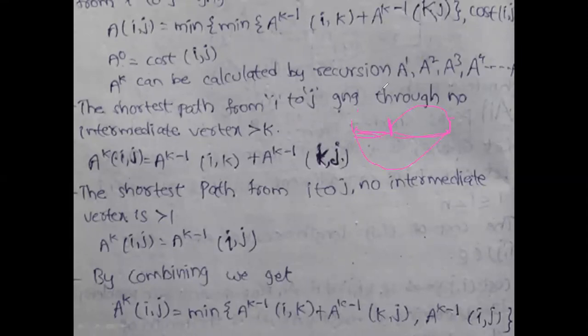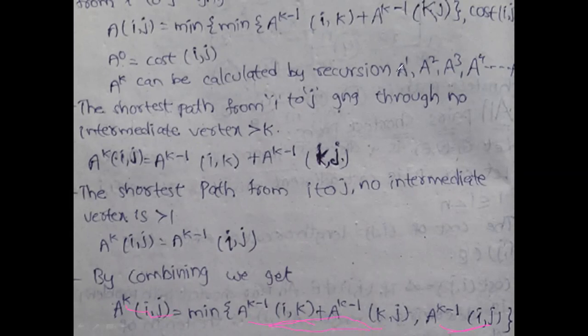So, finalizing the formula: A power k of i comma j equals the minimum of A power k minus 1 of i comma k, where k is the intermediate vertex, plus A power k minus 1 of k comma j, and A power k minus 1 of i comma j. Whichever is the minimum, we consider that as the value of A power k of i comma j.